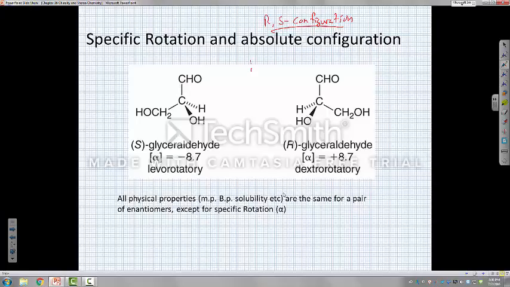We could put a mirror plane through here. This hydrogen is reflected to this hydrogen, this alcohol group to here, likewise. So this is glyceraldehyde, this is glyceraldehyde. One has a specific rotation of minus 8.7 degrees. The other has a specific rotation of plus 8.7. So the degree of rotation is exactly the same, but the direction is opposite. Why is that? Because they're mirror images, right?